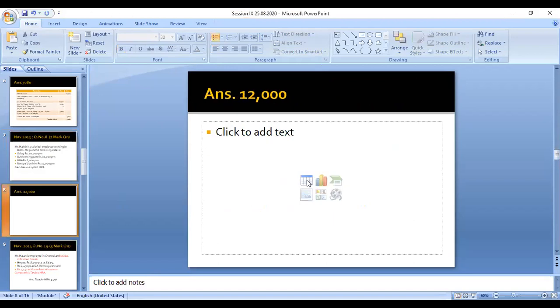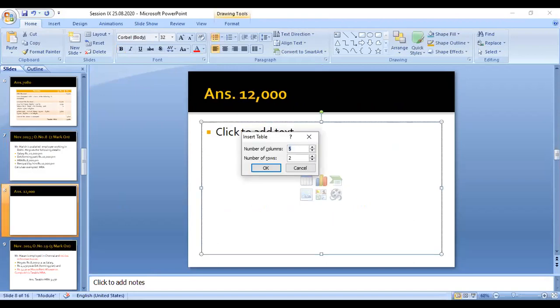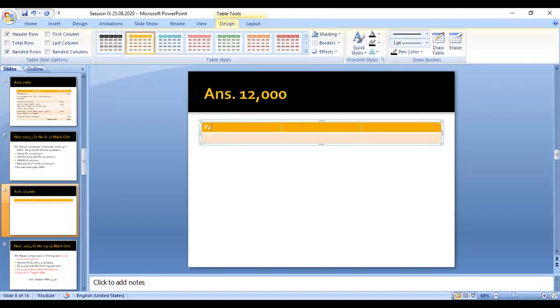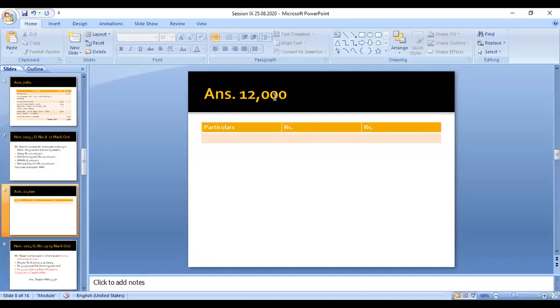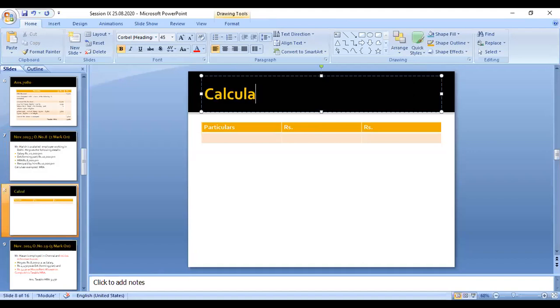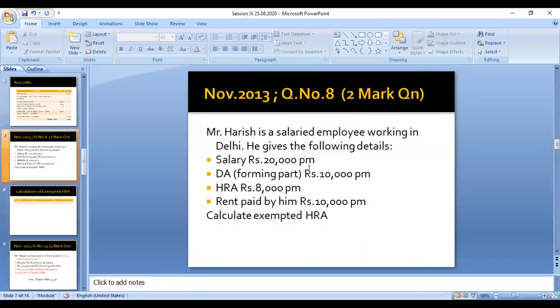Okay, again you can go with two amount columns and one particulars column. So the particulars column, then inner column amount in rupees and outer column. Now they can ask you to calculate. You can put the calculation of exempted HRA. They can ask only exempted HRA.